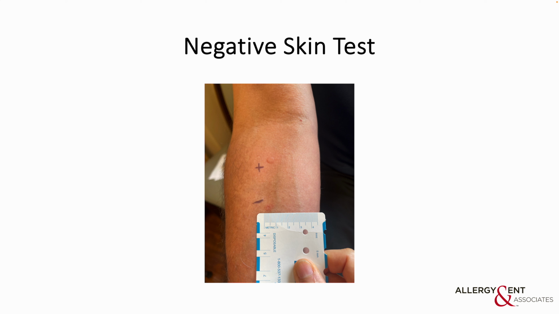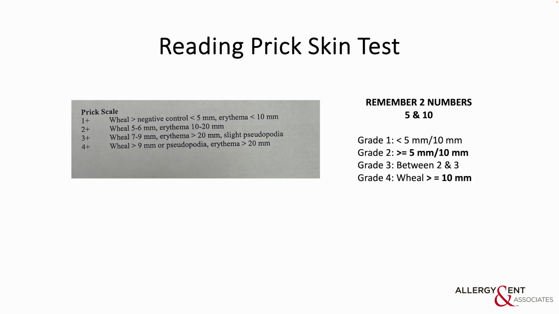Sometimes you have to step back and compare with the positive and negative control as well. Whatever looks like a positive control will be positive, and whatever looks like a negative control, then the test will be negative. Let's go back to this. Now we know how to identify a positive test. Grade 2. Grade 2 is a positive test.